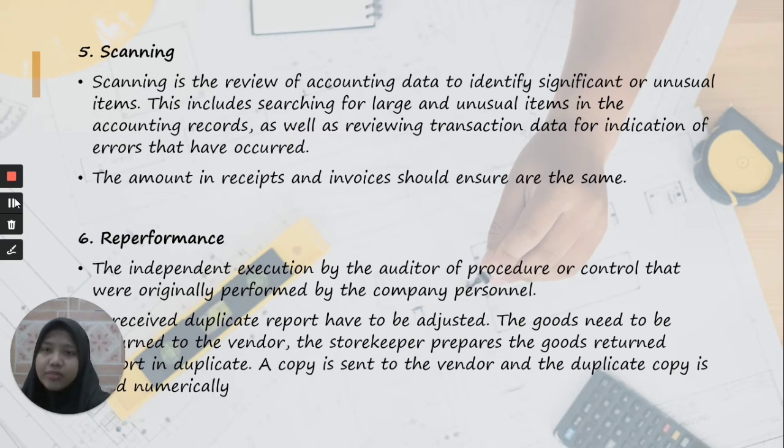Next is reperformance. Reperformance is the independent execution by the auditor of procedures or controls that were originally performed by the company personnel. The received duplicate report has to be adjusted. The goods need to be returned to the vendor. The storekeeper prepares the goods return report in duplicate. A copy is sent to the vendor and the duplicate copy is filed numerically.